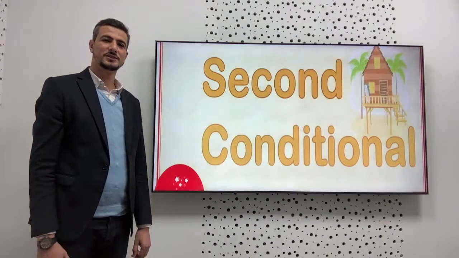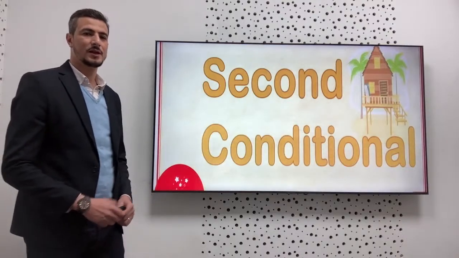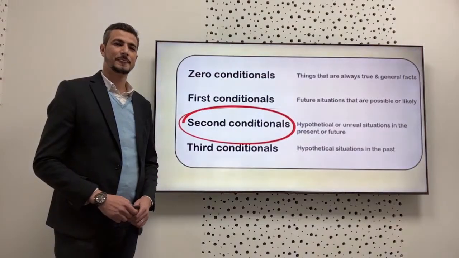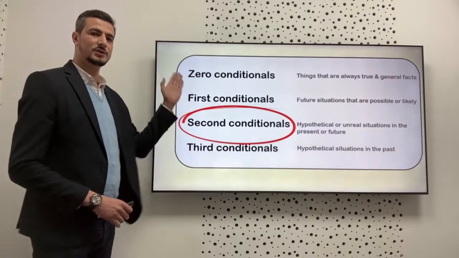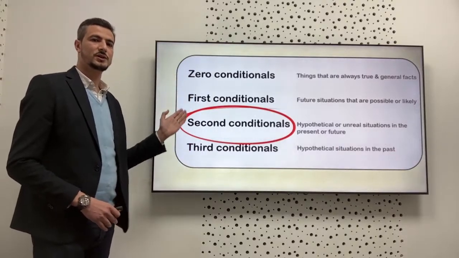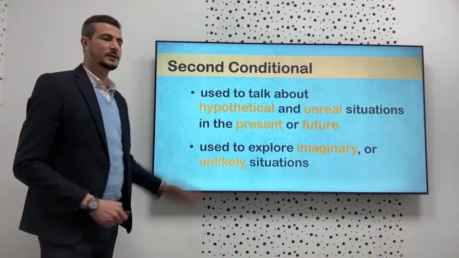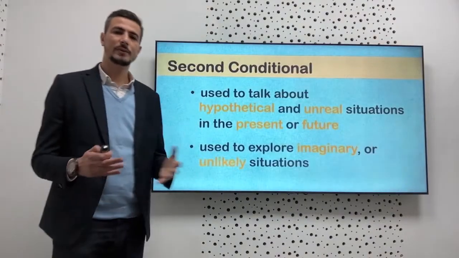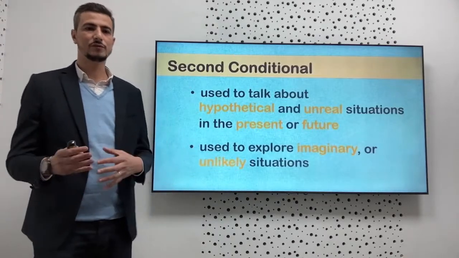Today we are studying conditional type 2 and type 3. We'll start with the second conditional. So as you all know, we have four types of conditional: zero conditional, first conditional, second and third. Let's start with the second conditional. The second conditional is used to talk about hypothetical and unreal situations in the present or the future.